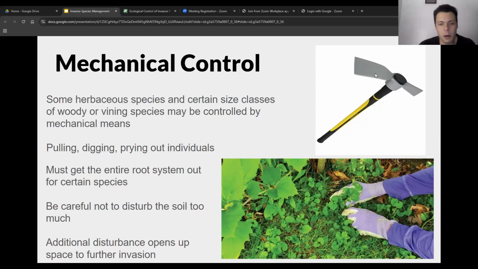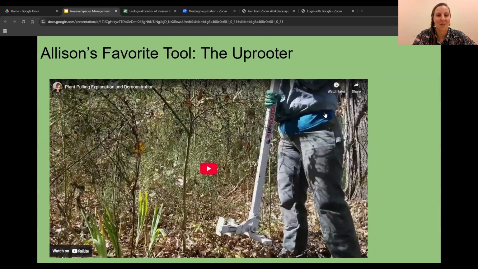So Allison's now going to talk about her favorite tool for pulling out invasive shrubs. Yeah, I love this tool. It's called the uprooter. I'm going to show you a video about it. We use this at the zoo for the honeysuckle, but it's good for anything with a 2-inch or less stalk. So let's do this.